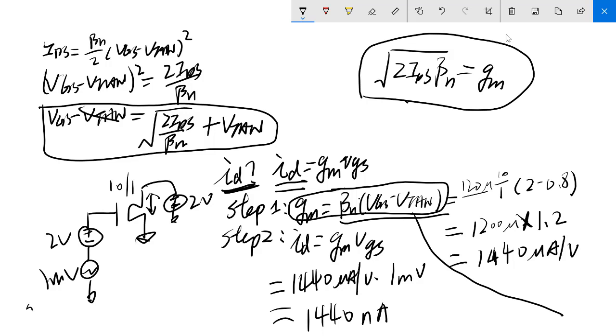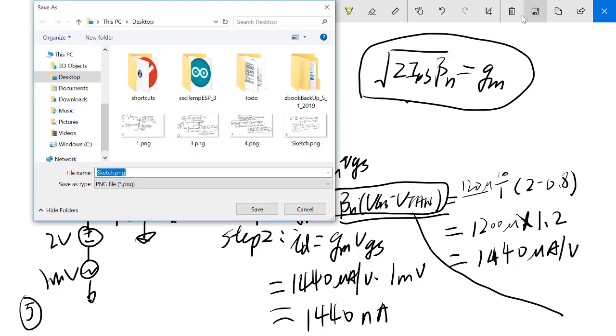So let's look at another example, so we will be able to know why you want to find out ID.